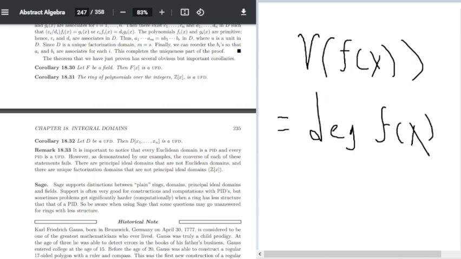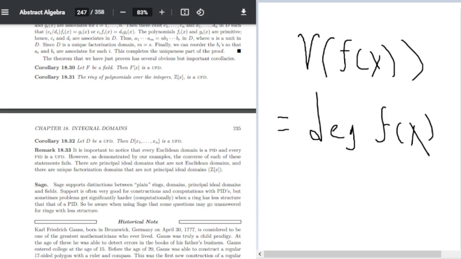Corollary 18.30. Let F be a field. Then F[x] is a UFD. Corollary 18.31. The ring of polynomials over the integers, Z[x], is a UFD. Corollary 18.32. Let D be a UFD. Then D[x1, ..., xn] is a UFD.